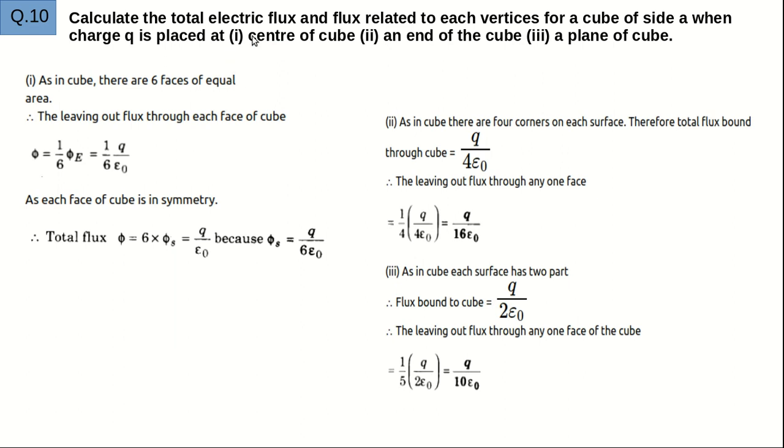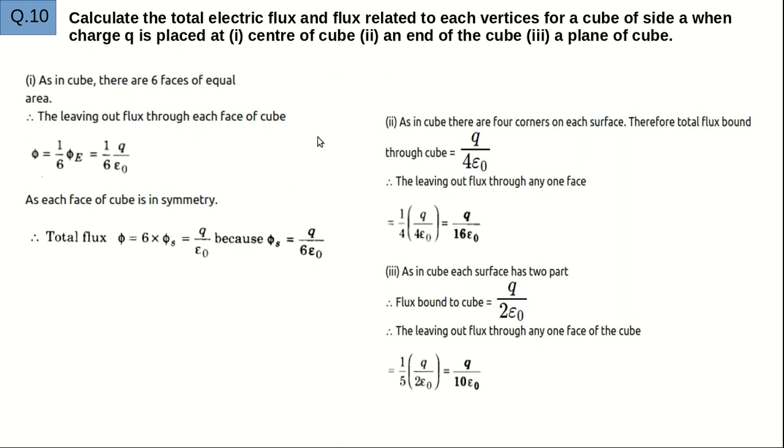Here we need to calculate the electric flux related to each face of a cube, when a charge is placed at the center of the cube, at the corner of the cube, and on a plane of the cube. You know that a cube has six faces of equal area. The total flux will be phi, which is q by epsilon naught, but for each face it will be q by 6 epsilon naught, because it has six faces. Since each face of the cube is symmetric, the total flux is 6 times phi s, which is q by epsilon naught.